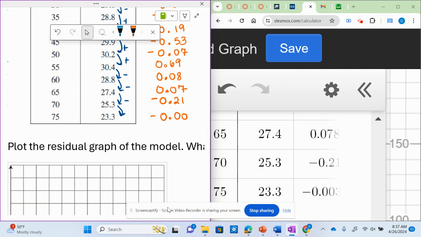So now we have to plot the graphs of the residuals. We have to plot our residuals. I don't have a filled out copy. Well, that's just going to be ridiculous. I'm just going to do this.